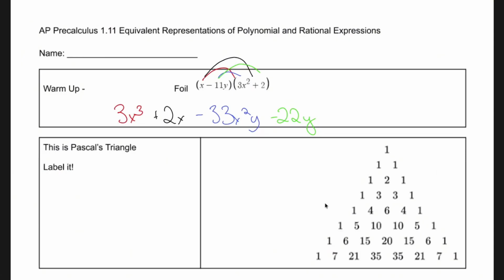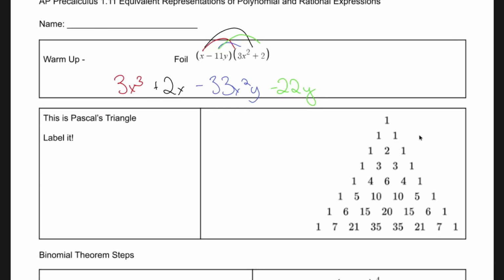Now look at this thing over here. This is called Pascal's triangle. Now we're going to make this on our own several times throughout today's lesson. But first you need to take a look at it and memorize it. This is the pattern of Pascal's triangle. The outside is always ones. This is a 1. And then this is a 1 and a 1.